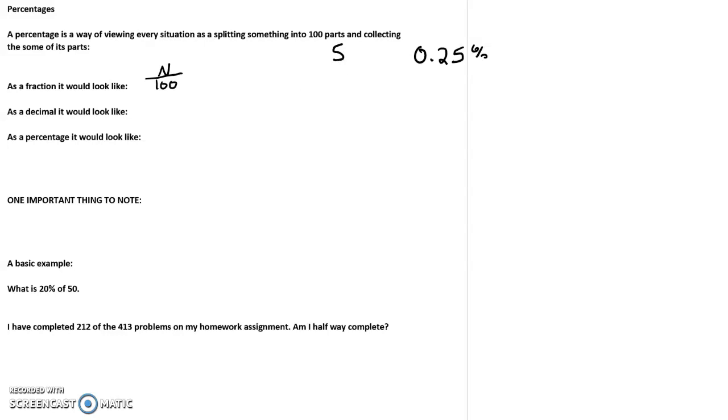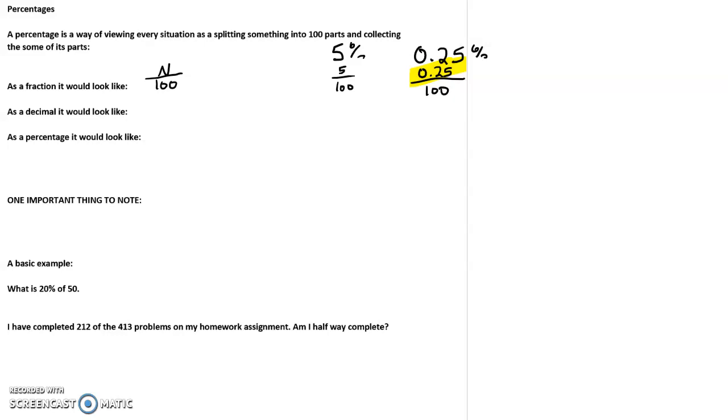So I'll keep these two examples right here. 5% would be 5 out of 100. Again, we could simplify that fraction down, and 0.25% would be 0.25 out of 100. Again, this is problematic as well. I'm not a huge fan of decimals within fractions. That's not typically how we're used to seeing that. But we've got it, so we're going to deal with it.